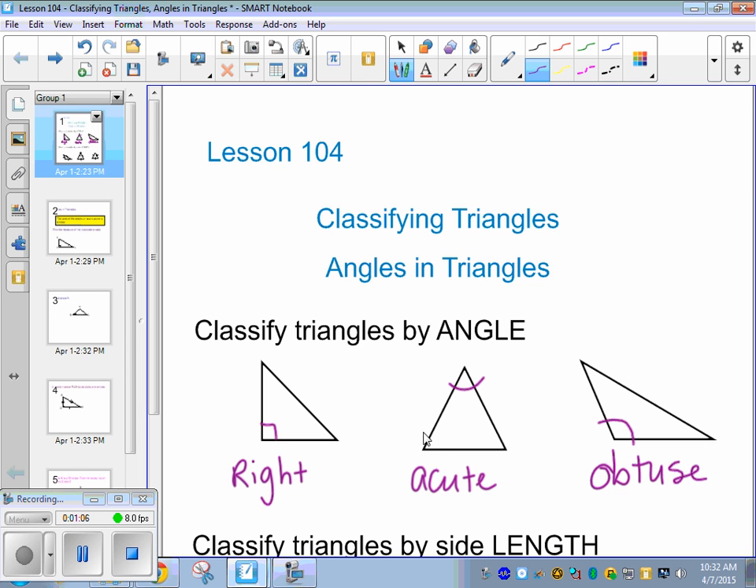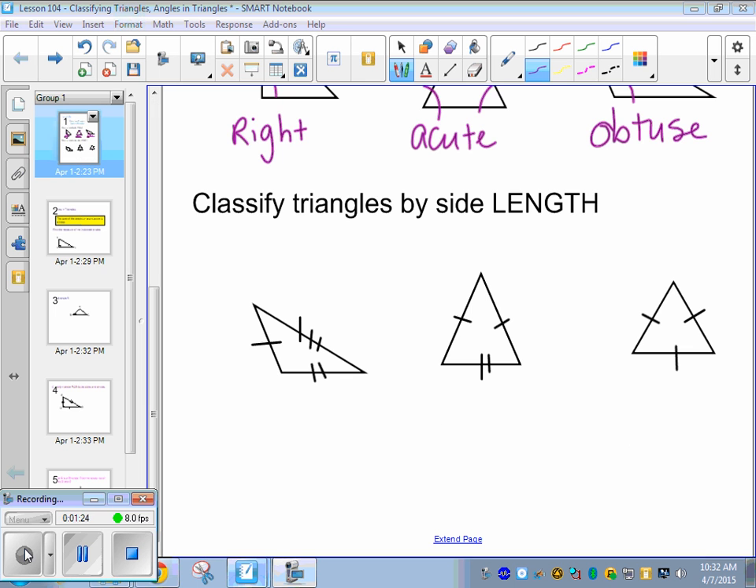So for acute, all three angles have to be less than 90. And for an obtuse triangle, you only need one angle greater than 90. This should be in your notes in case you do a notebook check, right? Make sure you have all the pictures and a label for each type of triangle.